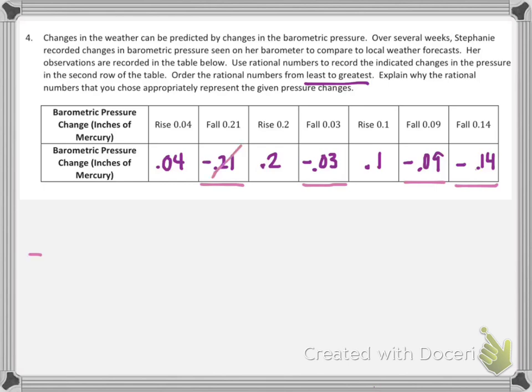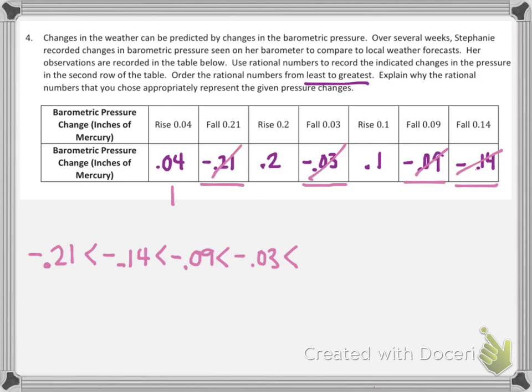Negative 0.21 is less than, let's see, the next one would be 0.14, so negative 0.14 is smaller than negative 0.09, negative 0.09, and that's smaller than my last negative, a negative 0.03. And then I get to my positives, and in my positives I have 0.04.